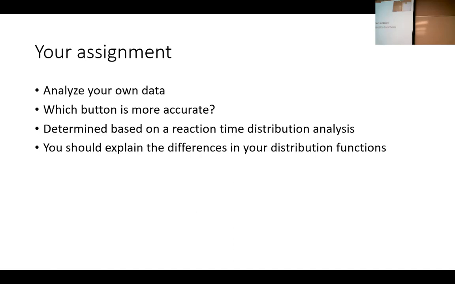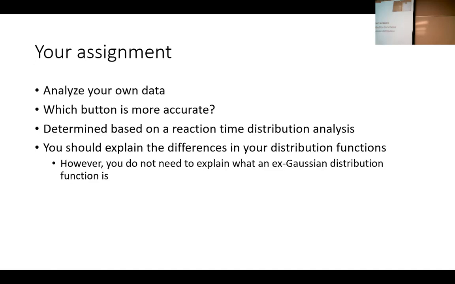Distribution analysis. So you'll want to explain the differences in your distribution functions. You'll get a distribution function for the small white buttons and for the large yellow buttons. And the challenge is to say, what's different about them? What does that tell us about reaction time, and which button is then more accurate? You do not need to explain what an ex-Gaussian distribution function is. We can just assume we have that knowledge. So you don't need to say ex-Gaussian is made up of a Gaussian and an exponential. Just skip all that. Let's dive into answering the question and performing the distribution analysis.